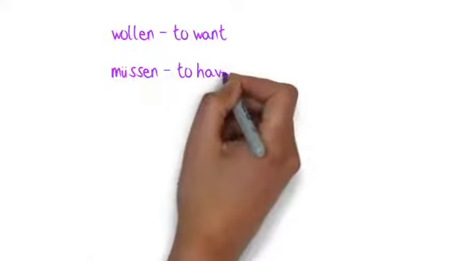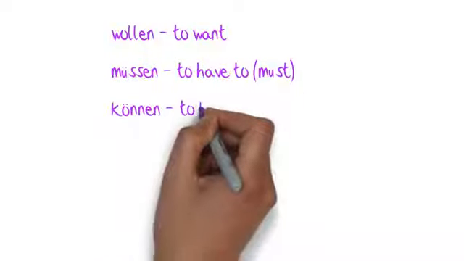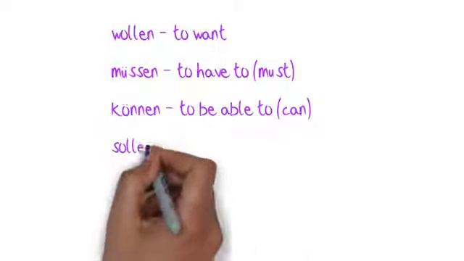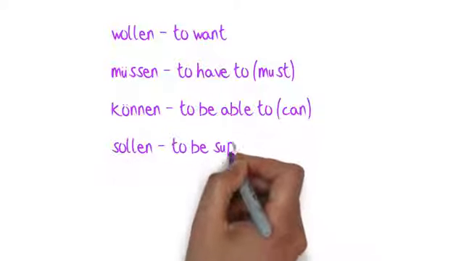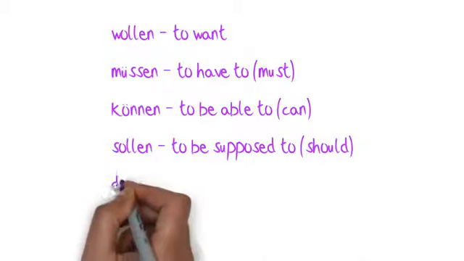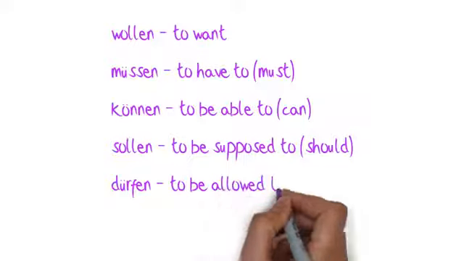Wollen, which means to want, müssen, which means to have to or must, können, which means to be able to or can, sollen, for supposed to or should, dürfen, which means to be allowed to or may, and mögen, which means to like.